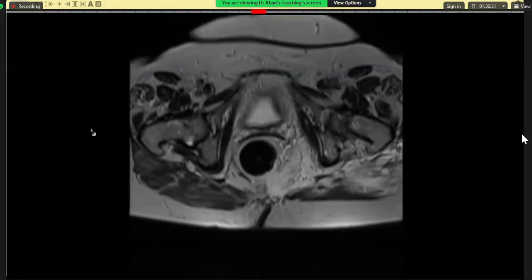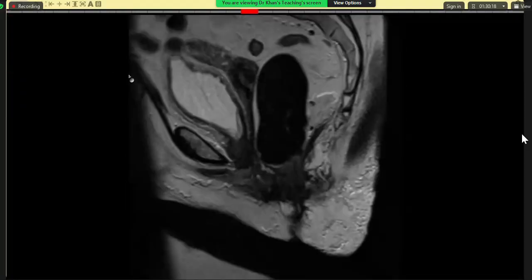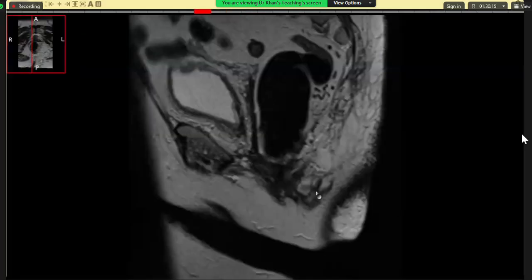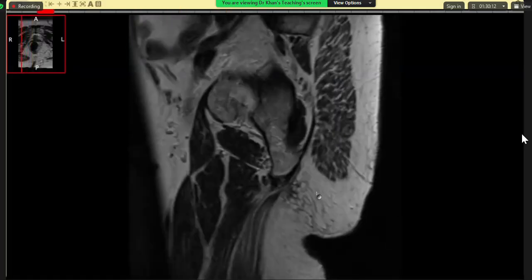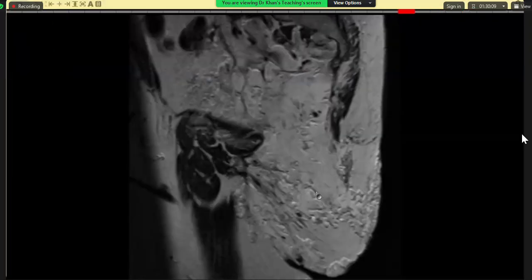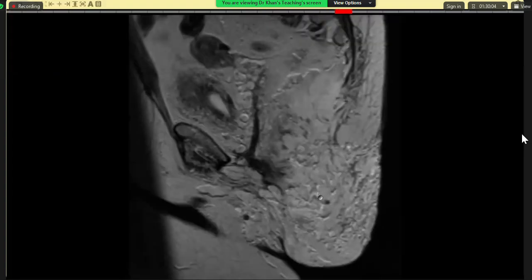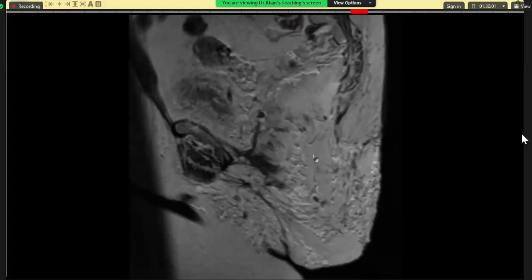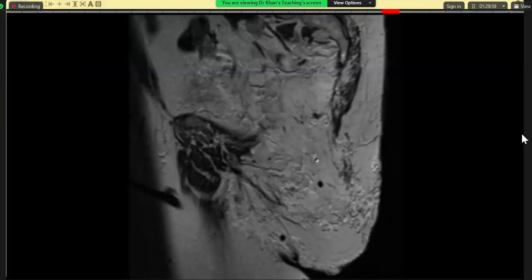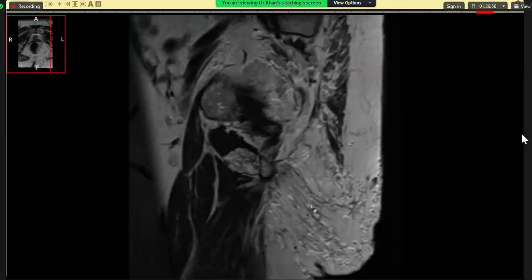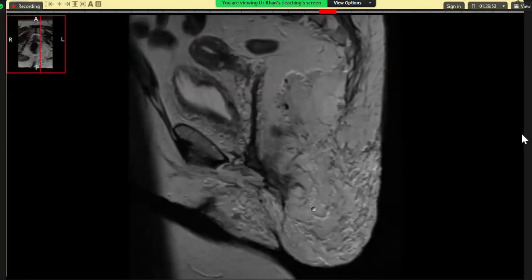Fat sat and T1 post contrast images. Right, so I don't have a T1 post contrast. I am showing you another T2 here. This is the sagittal T2 weighted image, and this is a soft tissue heterogeneity with, okay, these are the phleboliths which were seen previously.